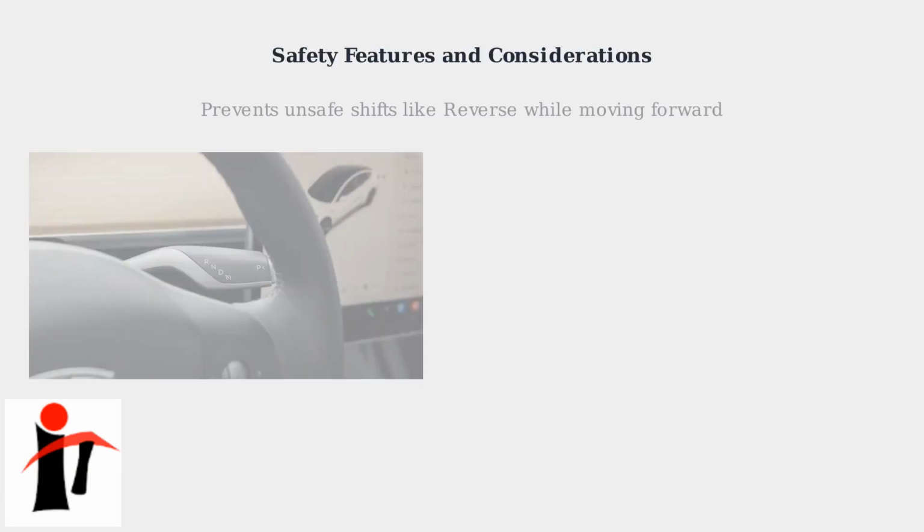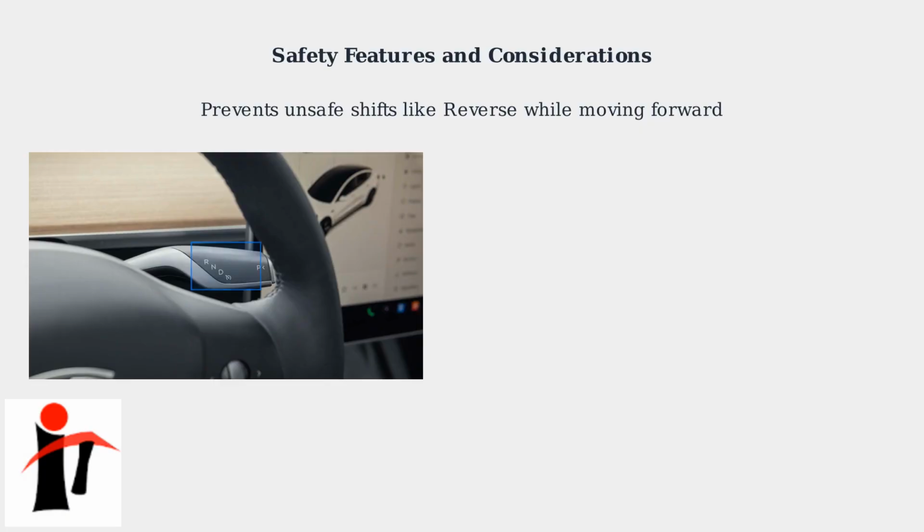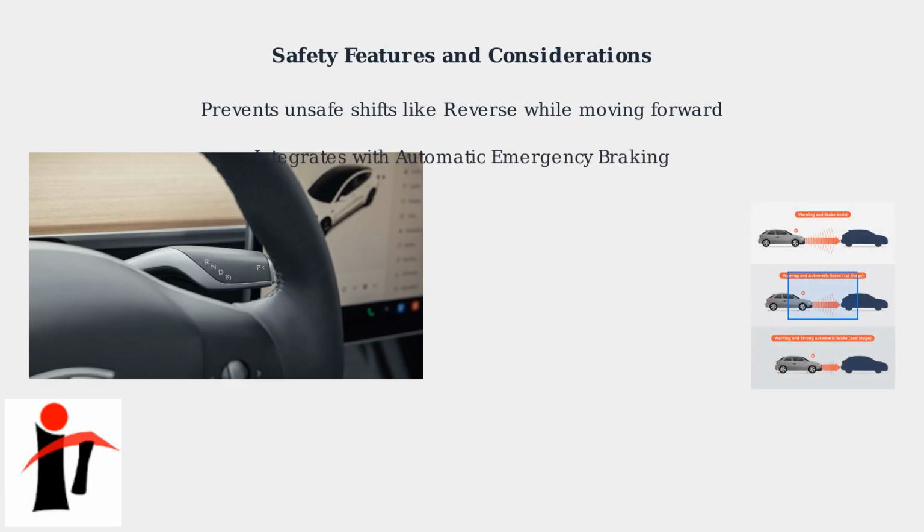The Model 3 includes important safety features to prevent accidents during gear shifting. The system automatically blocks unsafe shifts, such as attempting to engage reverse mode while the vehicle is moving forward. Additionally, the gear system integrates seamlessly with advanced safety features like automatic emergency braking, which can automatically apply the brakes and shift to park if a collision is imminent.